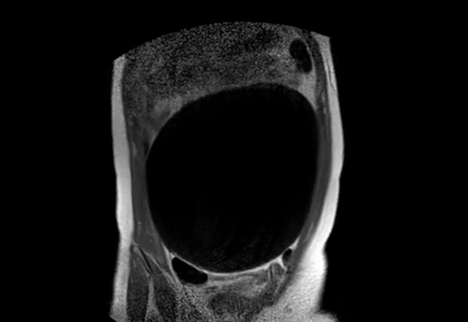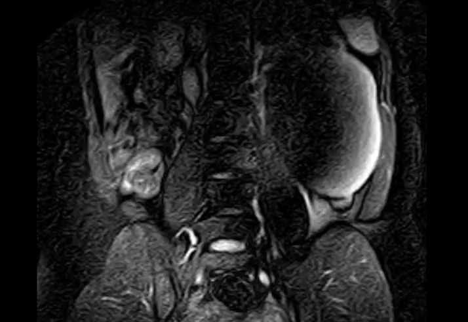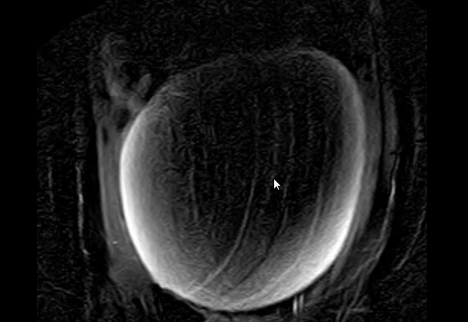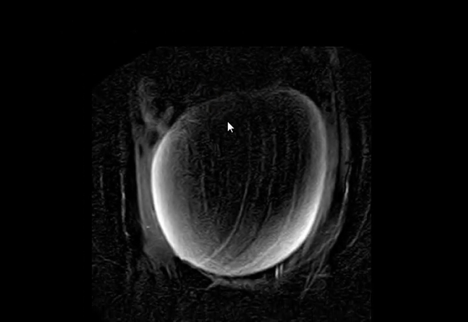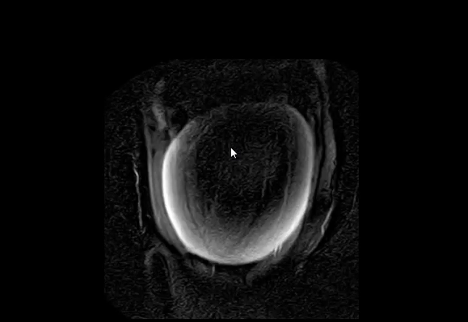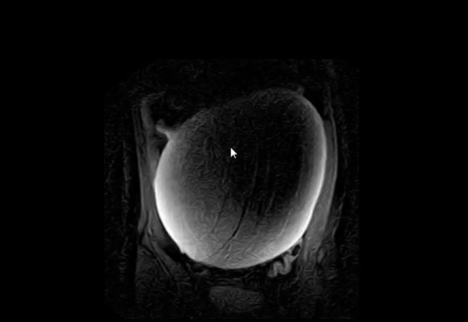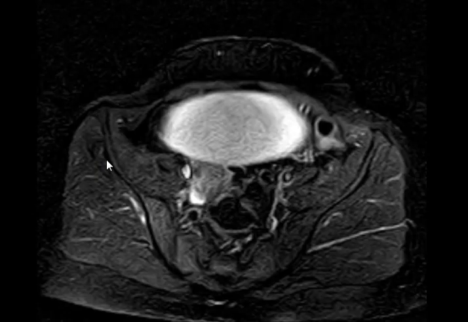Let's wait. Let me help you. This is a 22-year-old female patient with this huge cystic lesion, abdominal, and thinking first of a benign lesion like a mesenteric cyst if it is intra-abdominal.